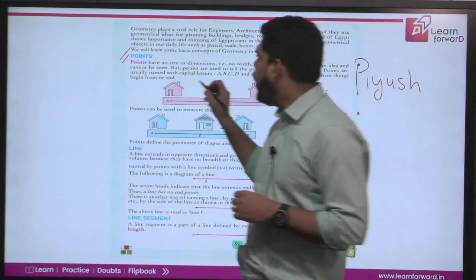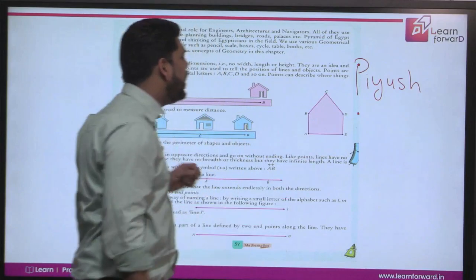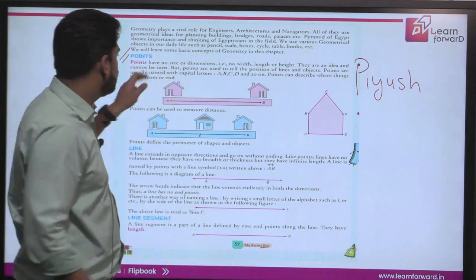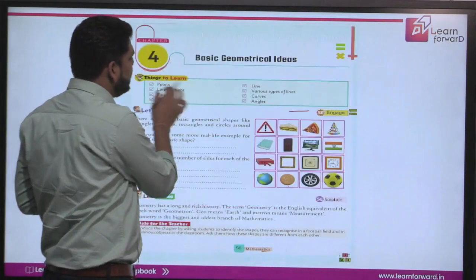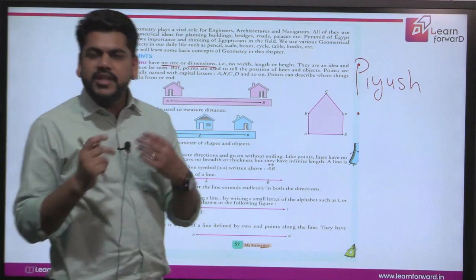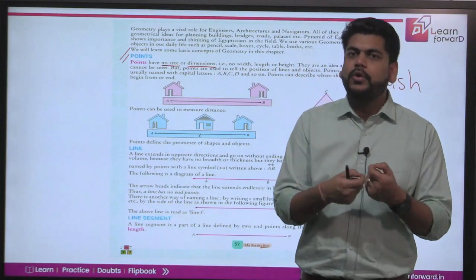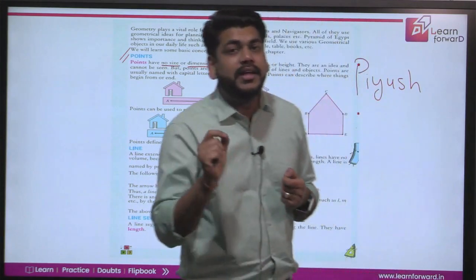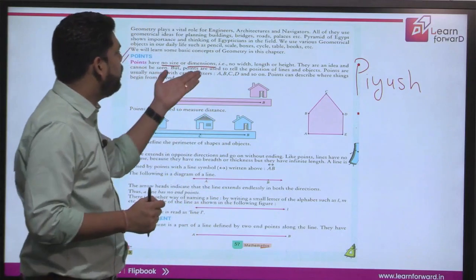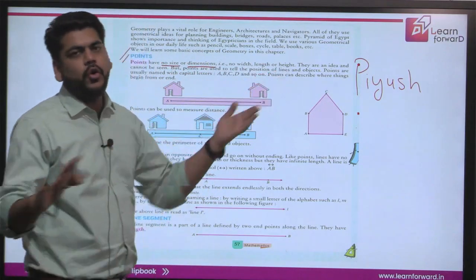So a point has no size because it's such a small thing that it cannot be measured. So a point has no size, no dimension. Can you measure the point? Is that point so big or so small? No. A point is just a dot that cannot be measured. That's why a point has no dimension. It has no width, no length, no height.